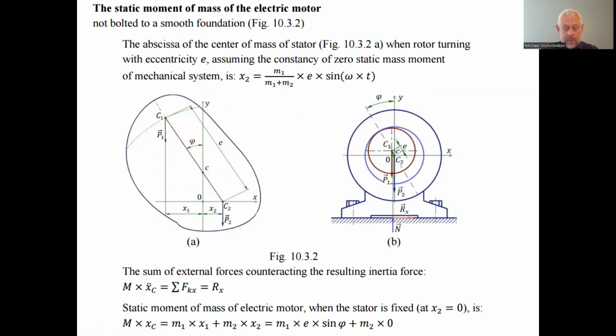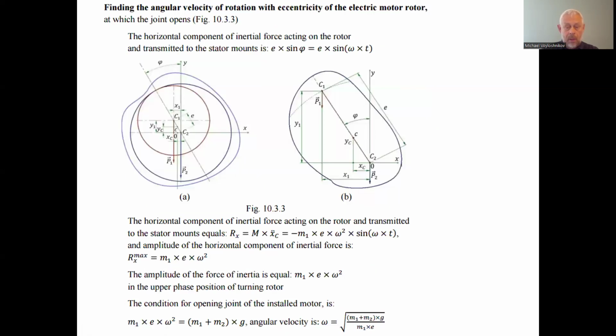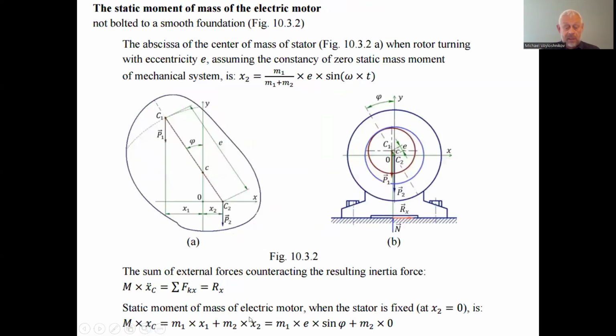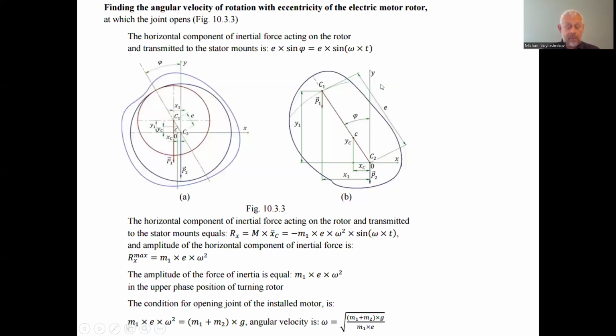Okay, so this was finding of the maximal shearing force. The amplitude of the force of inertia is equal to the amplitude of the force of the inertia in the upper phase position of the turn. We can do the same: find all the projections on the axis of the ordinate. Instead of x we can just substitute y. Y is a variable along the other coordinate axis, the vertical one.